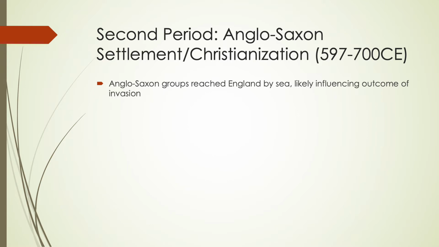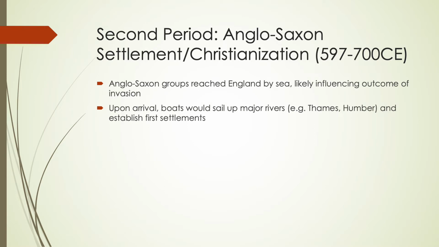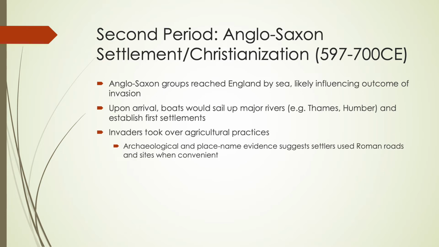coming through the sea would have been influential, partly because their boats would be able to sail up these major rivers. The Thames and the Humber rivers were how they were able to establish many first settlements. These were typically found along these major navigable rivers, so that they could get their ships inside into the islands more easily. The invaders took over a lot of agricultural practices.